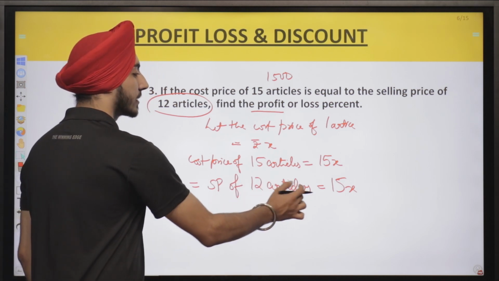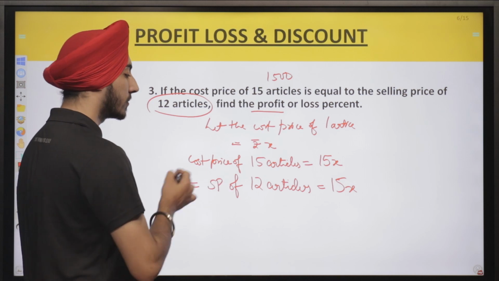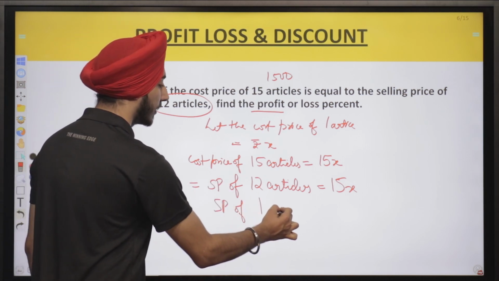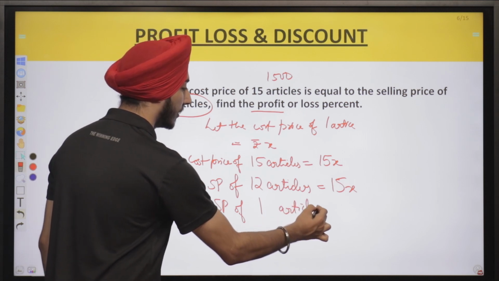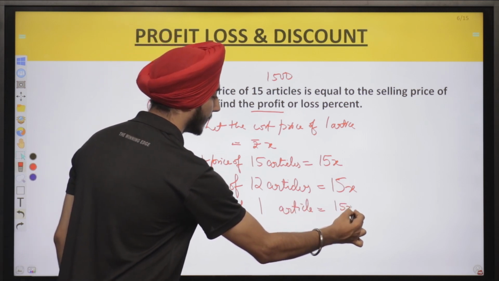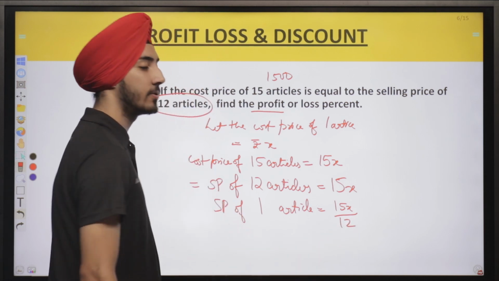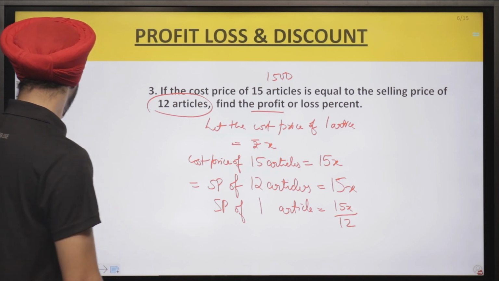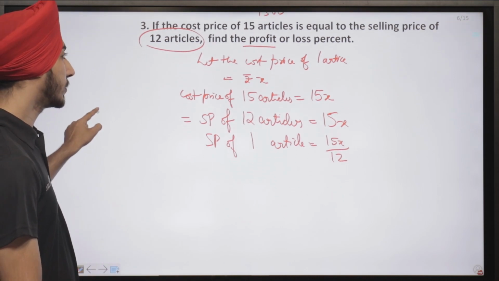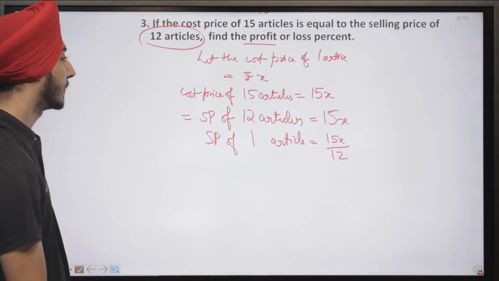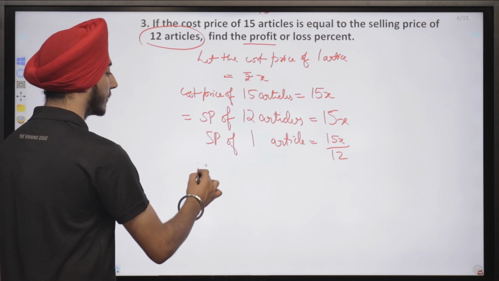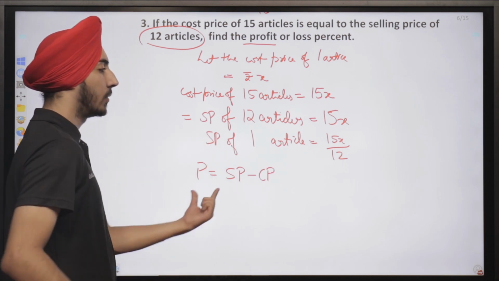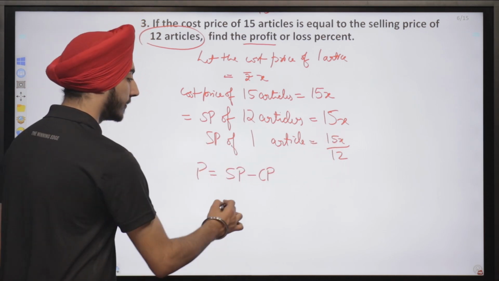Now look, the selling price of 12 articles is 15x, so we can use the unitary method. SP of one article will be 15x upon 12, right? This is the selling price of one article. Now we need to find the profit or loss percent. As I already told you, this will be a case of profit. So to find out profit, what we need to do is SP minus CP. What is the SP of one article? 15x by 12.